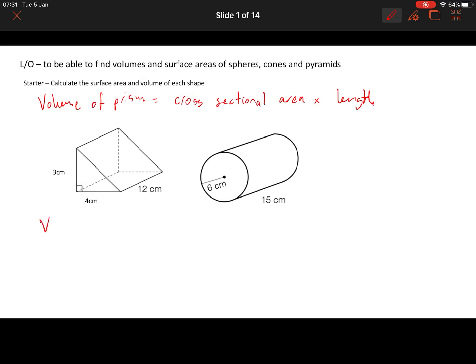So if I want to know the volume of the triangular prism, it's going to be the area of the triangle, which is 3 times 4 divided by 2, times the length of the shape. Okay, and that is 72 centimeters cubed. 3 times 4 is 12, divided by 2 is 6, 6 times 12 is 72.